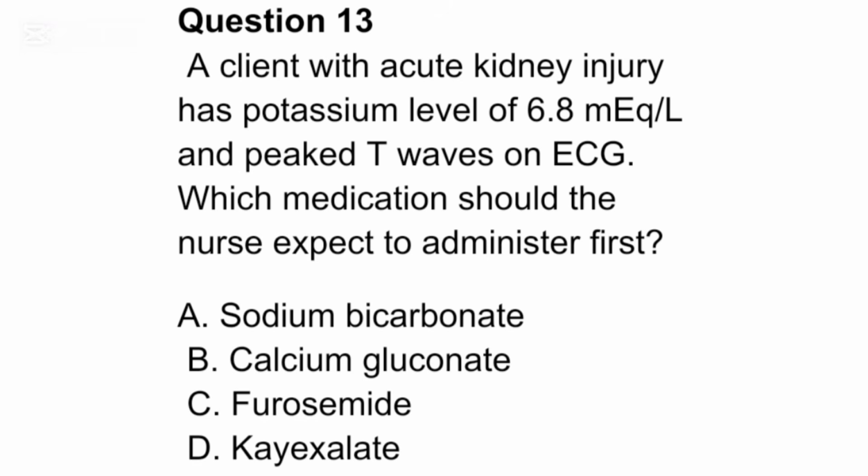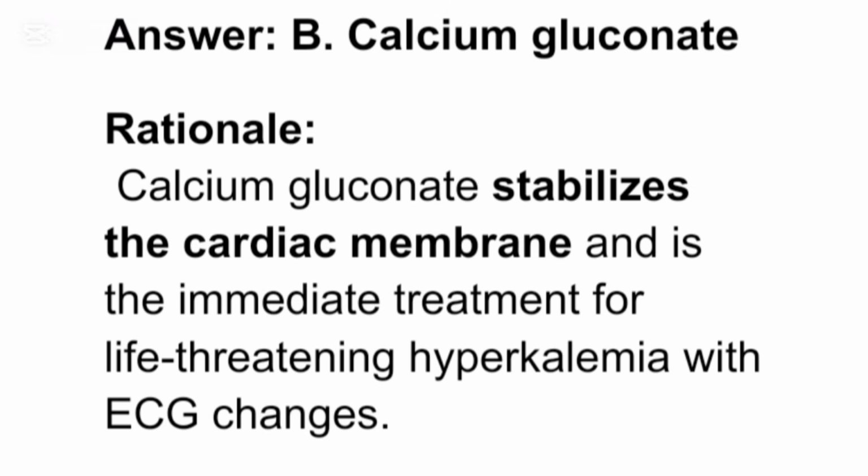Question 13. A client with acute kidney injury has a potassium level of 6.8 milliequivalents per liter and peaked T waves on ECG. Which medication should the nurse expect to administer first? A. Sodium bicarbonate. B. Calcium gluconate. C. Furosemide. D. Kayexalate. Answer: B. Calcium gluconate. Rationale: Calcium gluconate stabilizes the cardiac membrane and is the immediate treatment for life-threatening hyperkalemia with ECG changes.